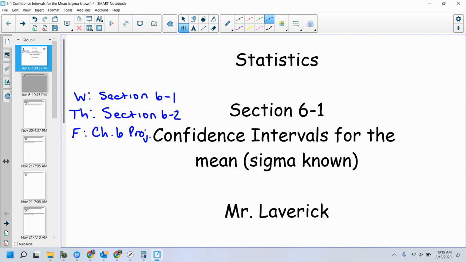A bit of a small QR code. Again, Matt wants to do a statistics class NCAA tournament bracket, so feel free to join in with that QR code.